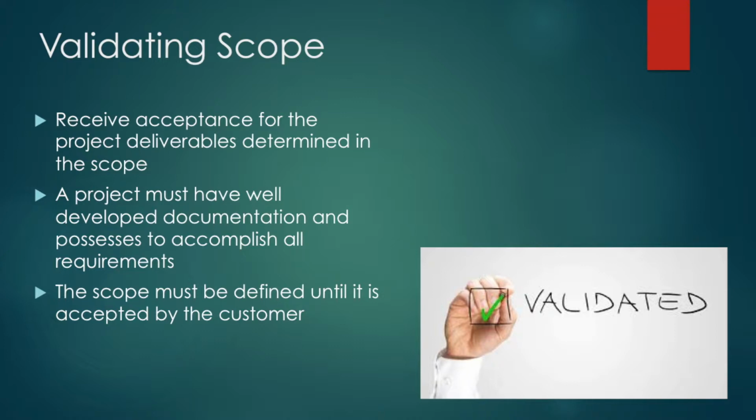Receiving the customer's approval is critical to any project. If a customer is not satisfied with the scope statement, then it is the responsibility of a project team to go back and redefine the scope until it satisfies the customer. This is known as validating the scope.